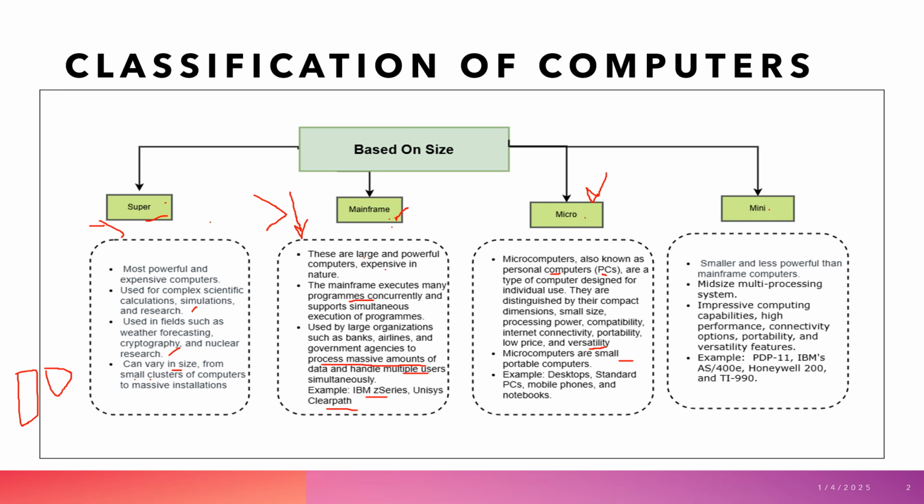The last category is the mini computers, which are much smaller and less powerful in size. They have mid-size multiprocessing capabilities but still give high performance and options of connectivity, portability and versatile features. Examples include Honeywell 200 and TI 990.